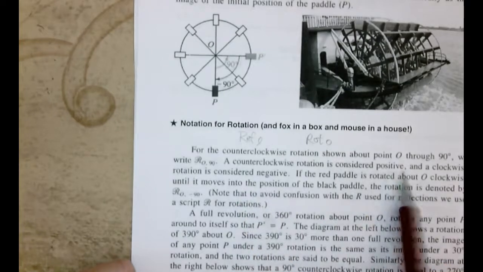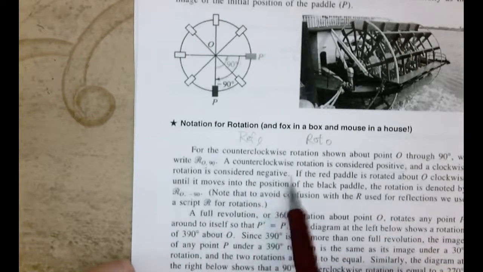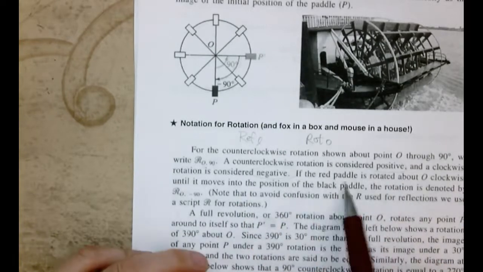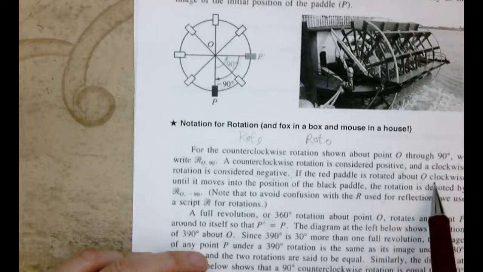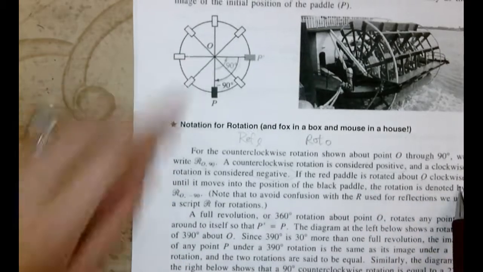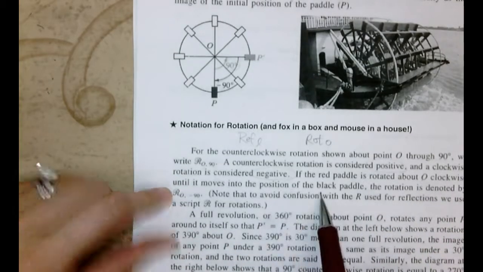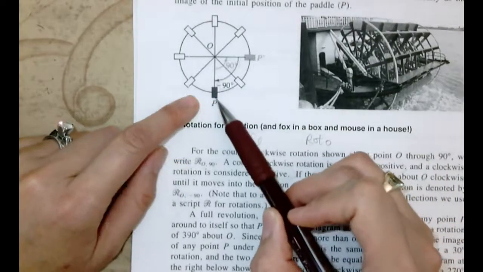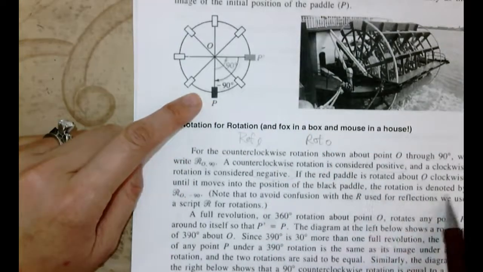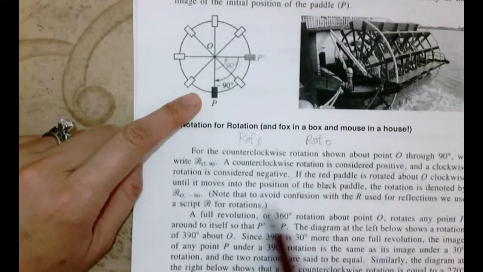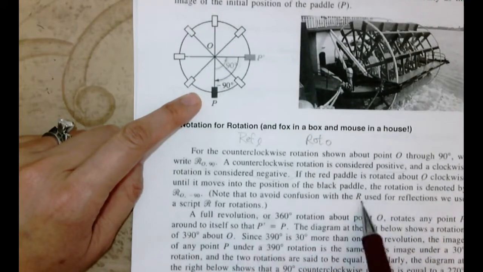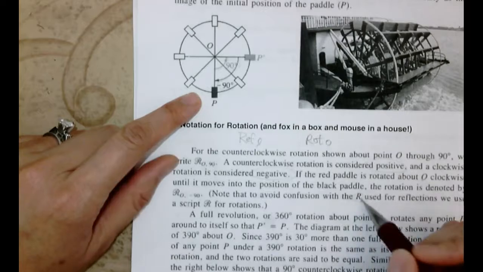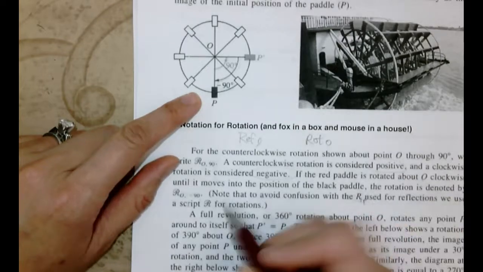Counterclockwise rotation is considered positive, and clockwise rotation is considered negative. If the red paddle is rotated about O clockwise until it moves into the new position, where the black paddle is, and I think this is red and this is black, or it could be the other way around. To avoid confusion, R is used for reflection, and we use this for rotation. So for us, we just write left and right.